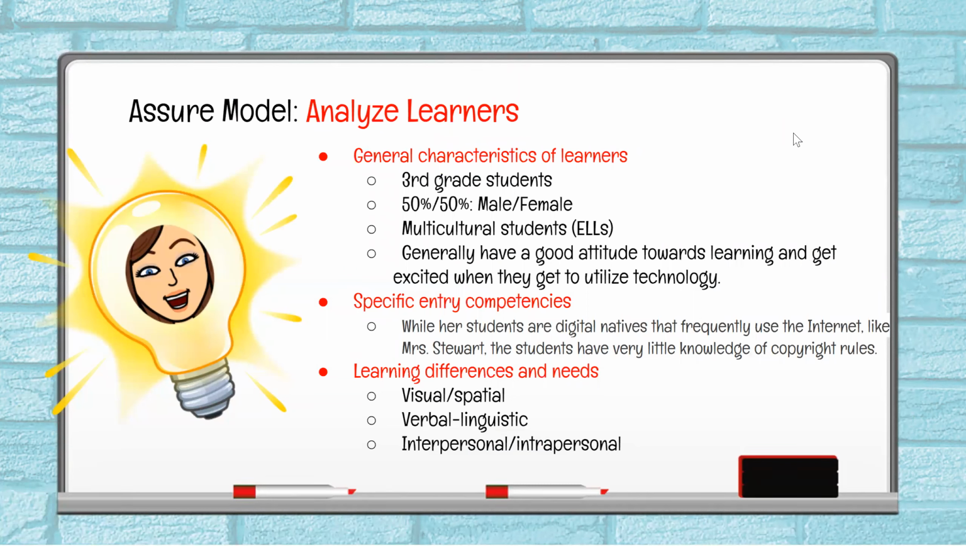So for the ASSURE model, we start with the letter A, analyze learners. First I have to look at the general characteristics of the learners. So I chose to make these students in Miss Stewart's class third graders. And I imagined a mixture of different ethnicities and attitudes that I would see in the classroom. And so I went ahead and split their gender down the middle, 50-50% male and female.